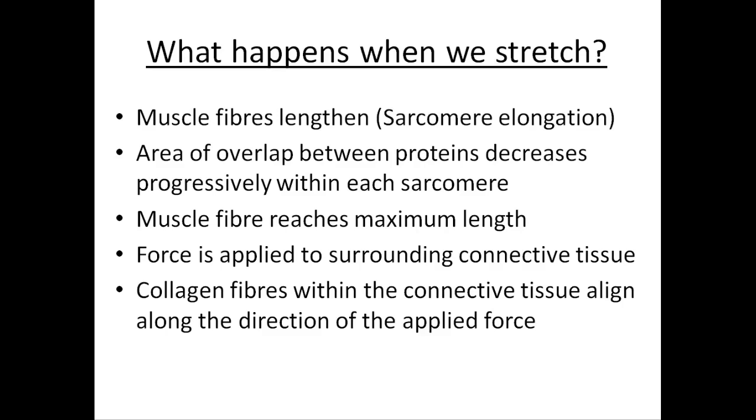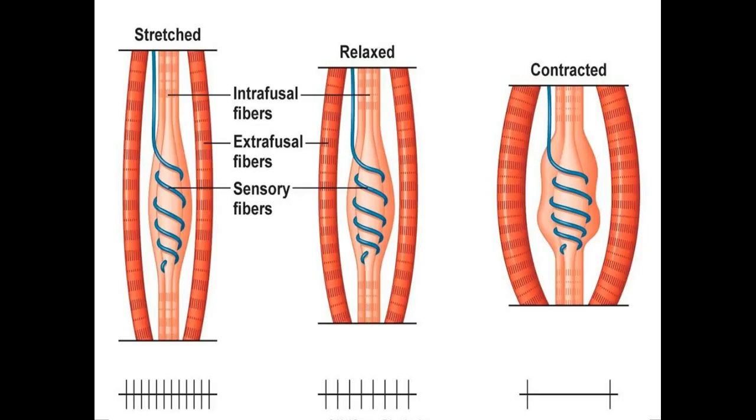So the muscle fibre is going to lengthen. We've got sarcomere elongation. The area of overlap between proteins decreases progressively within each sarcomere. Muscle fibres reach maximum length. Force is applied to the surrounding connective tissue. Collagen fibres within the connective tissue align along the direction of the force that is applied. So this is important that we get the direction of stretch correct.